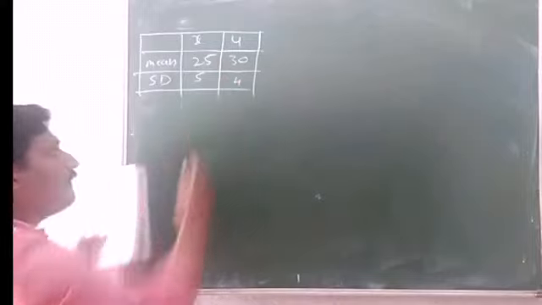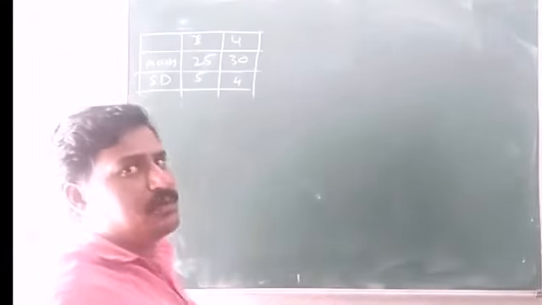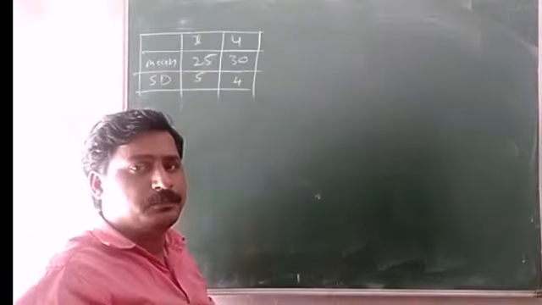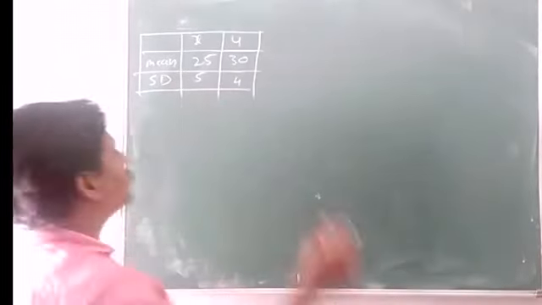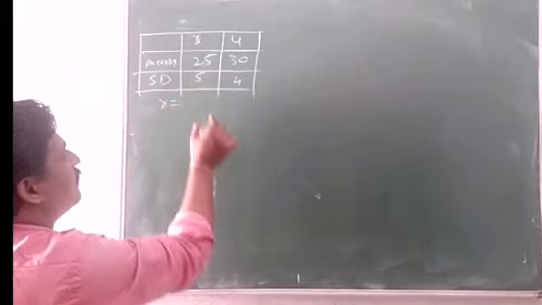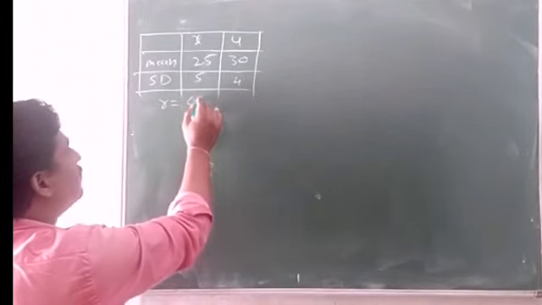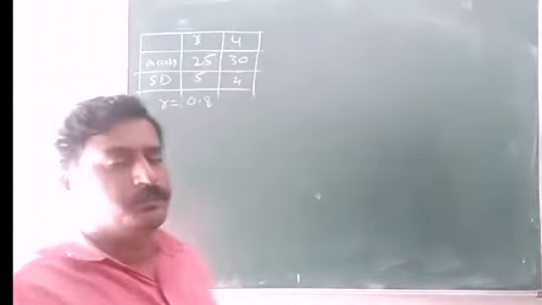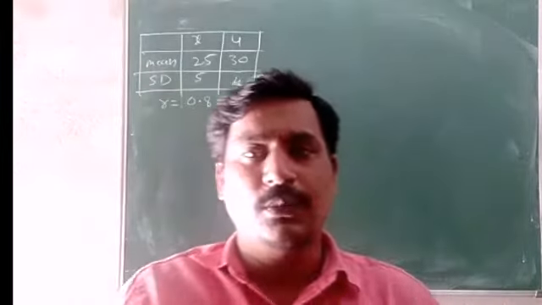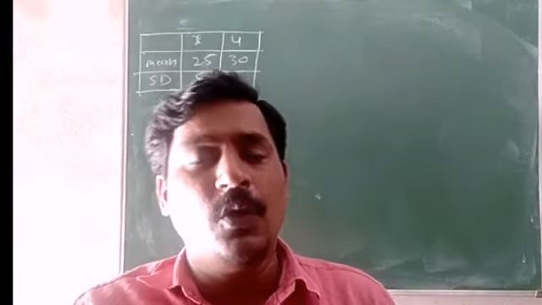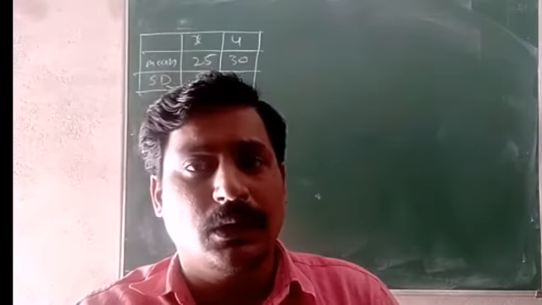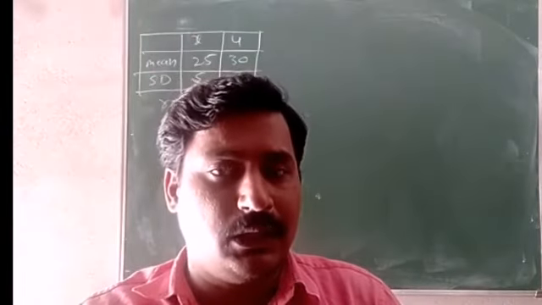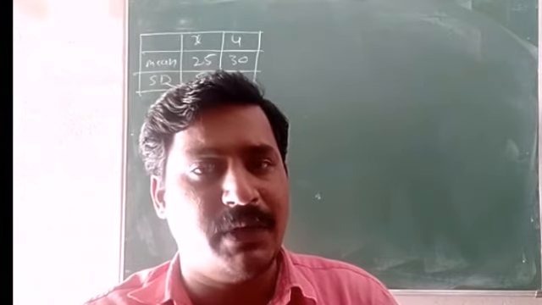And along with this, there will always be one more piece of information without which we cannot calculate anything here. That is the correlation coefficient. r is equal to 0.8. Now using this data, we have to calculate the required things to estimate the x value.